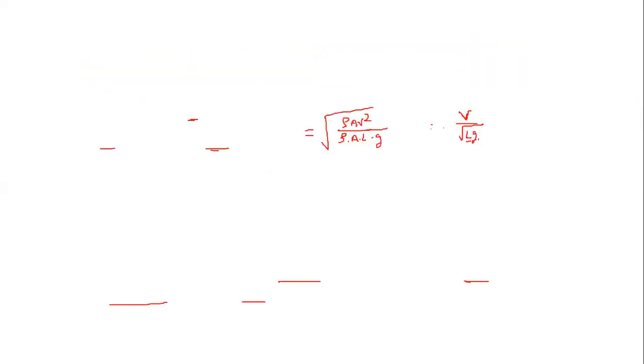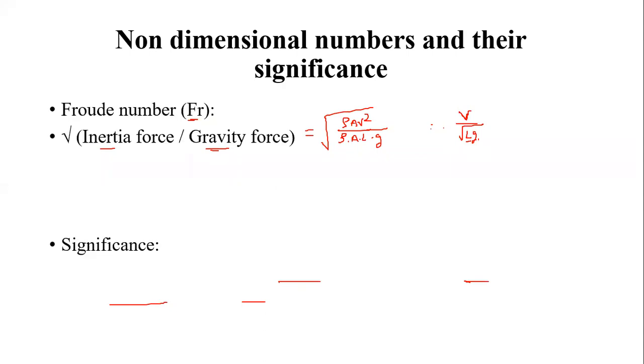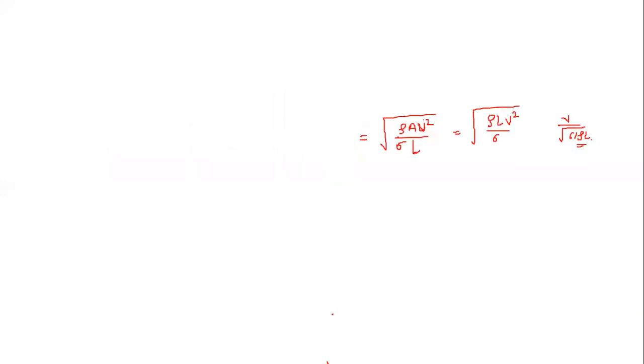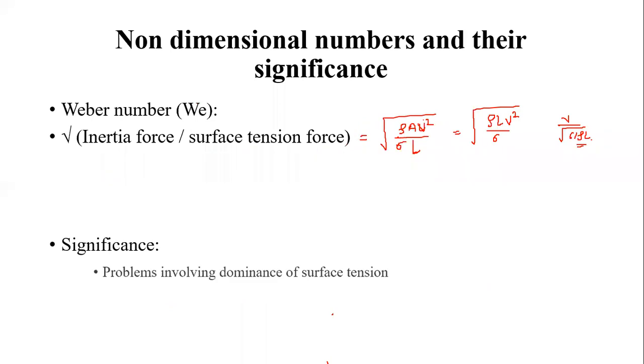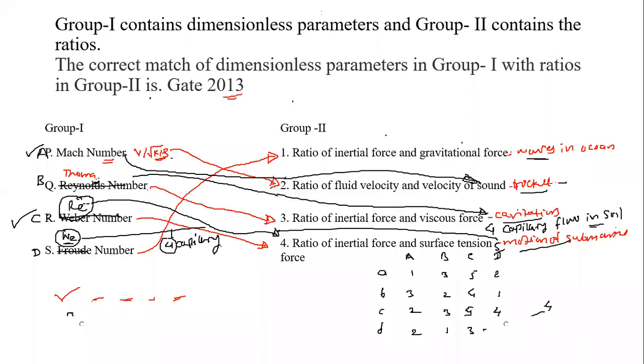Now in today's session, we'll start the next part, that is model, prototype, then similarities, similitude, etc. In the previous class, along with the Buckingham Pi theorem and its significance, we discussed the dimensionless numbers and their significance. It is the Froude number, then the Reynolds number, the Euler number, the Mach number, and the Weber number. After that, we discussed examples that were asked in various GATE examinations.